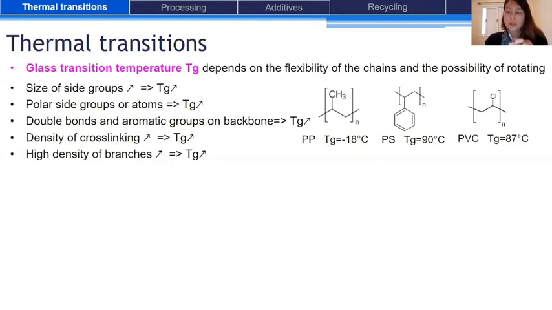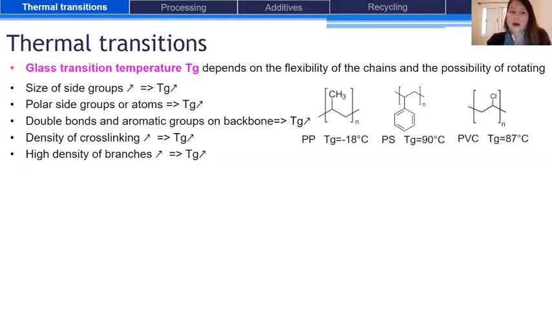Then polar side groups and atoms tend to increase the Tg. It is because with polar side groups and atoms, we have intermolecular interactions between the chains. So if we compare the Tg of polypropylene and polyvinyl chloride, PVC, you can see that because of the presence of chlorine in PVC, the Tg of this polymer is much higher than the one of polypropylene, due to the interactions through secondary bonds between the chains.